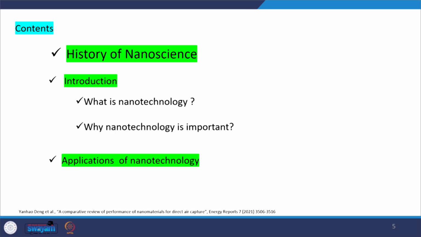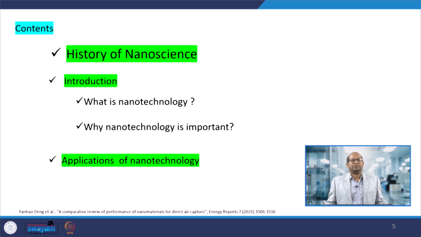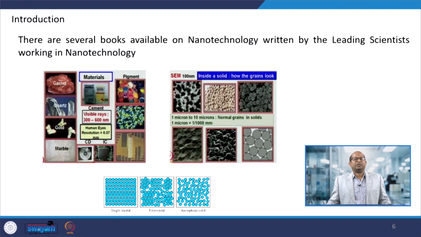So, in the contents we will discuss the history of nanoscience, that is, from where nanoscience or nanotechnology has started. Then we will discuss the introduction of nanoscience and nanotechnology: what is nanotechnology, why nanotechnology is important, and applications of nanotechnology. There are several books available on nanotechnology written by leading scientists working in the field.